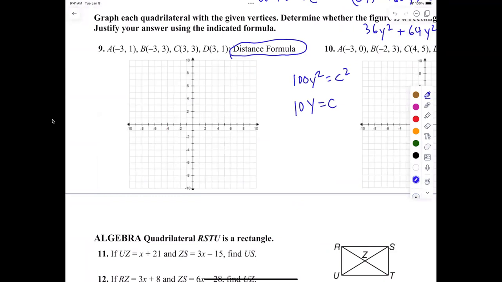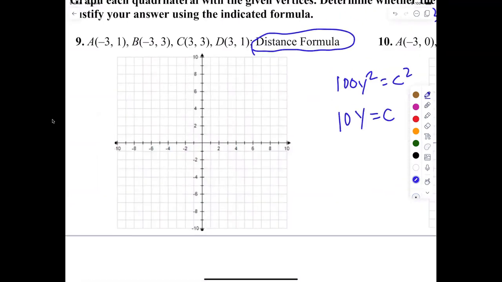Well, let's say I have no clue. Let's just say I'm not even aware. So let's go -3, 1. Let's just plot it out. -3, 3, 3, 3, and 3, 1. Now I know it doesn't take a rocket scientist to say that's obviously a rectangle. Now the question is, how do I know it's a rectangle?